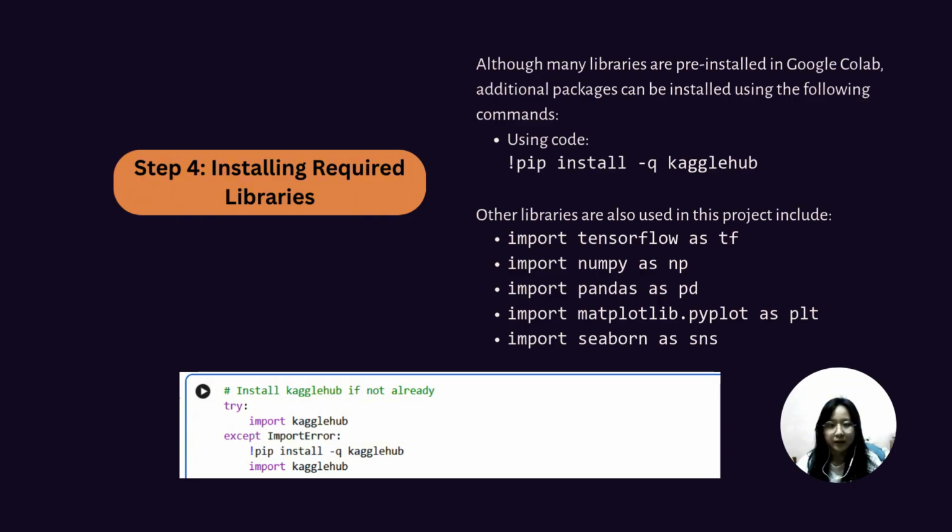Although Colab comes with many libraries pre-installed, sometimes we need additional packages. For example, we can install KaggleHub using pip install -q kagglehub. Other essential libraries include TensorFlow, NumPy, Pandas, Matplotlib, and Seaborn. These libraries provide the tools we need for data handling, visualization, and building deep learning models.